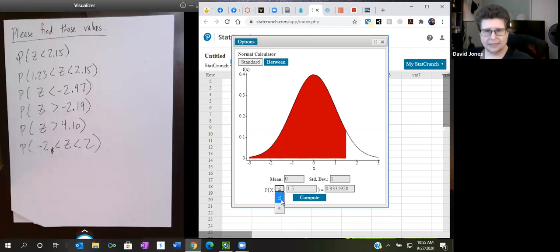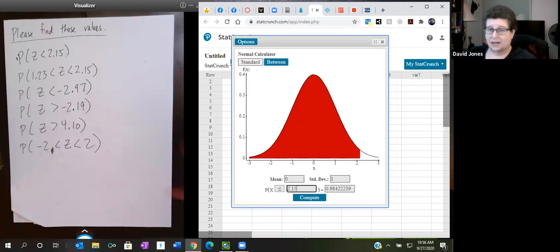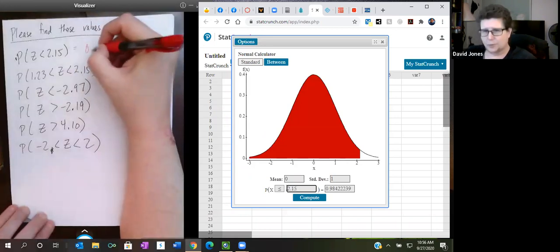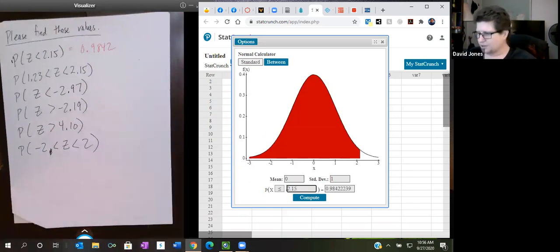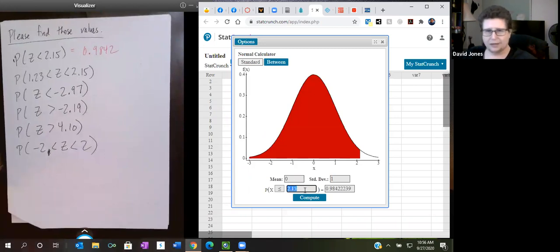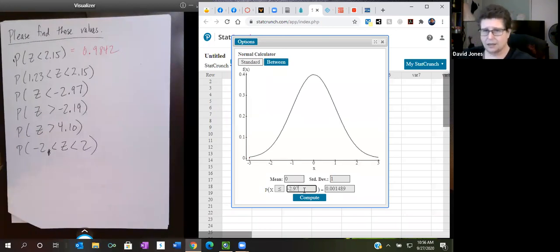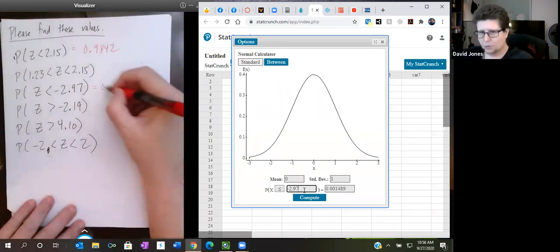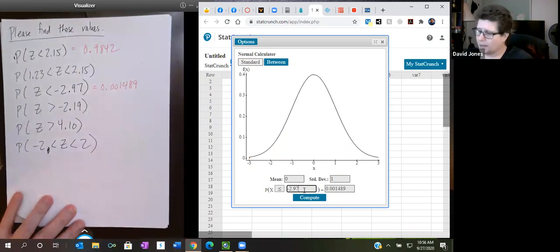All right, I'm going to do the less than ones first. Let's start off with 2.15. Hit enter. And I get 0.9842 to 4 decimal places. To make it easier, I'm just going to do all the ones with the less than sign first. Let's go to negative 2.97. That's down a couple on the list. This one is 0.001489. And that's the only ones that are less than.